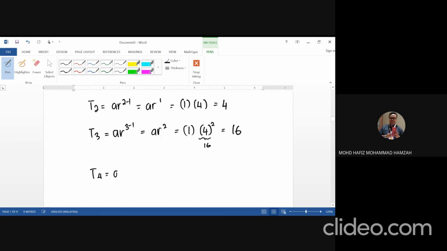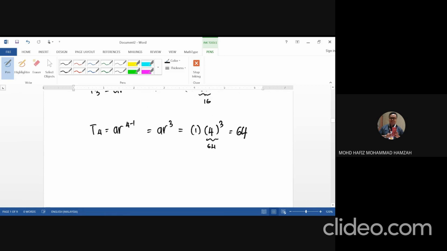The fourth term is AR to the power of 4 minus 1. So 1 times 4 to the power of 3. So this is 64. Okay, so the fifth term is AR to the power of 5 minus 1. So AR to the power of 4, 4 to the power of 4. So you get equal to 256.